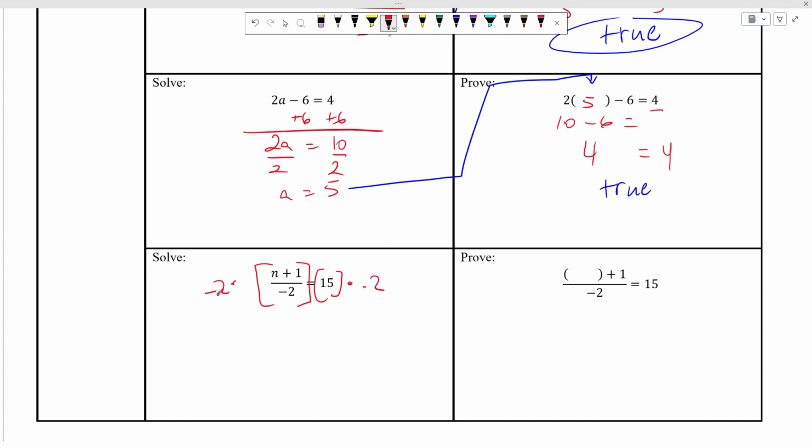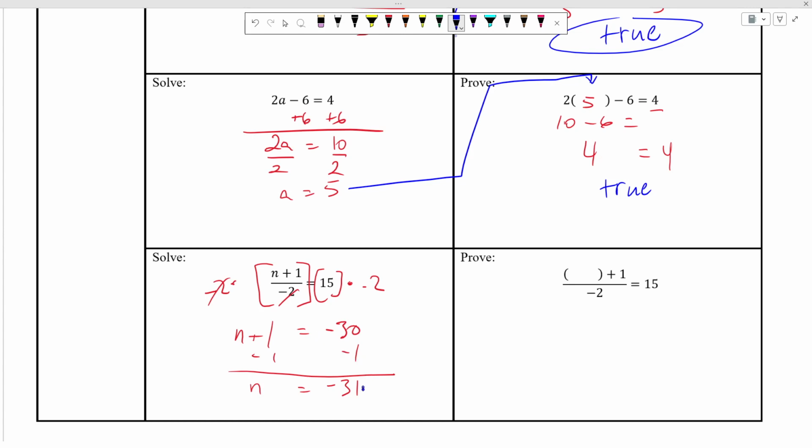All right, so anyways, these cancel. Again, why? Because negative 2 over negative 2 happens to result in 1, and we don't tend to write 1 in math, so they effectively cancel. This leaves us with n plus 1 equals 15 times negative 2, which happens to be negative 30. Now I have minus 1, n equals minus 31. Okay, that I can deal with.